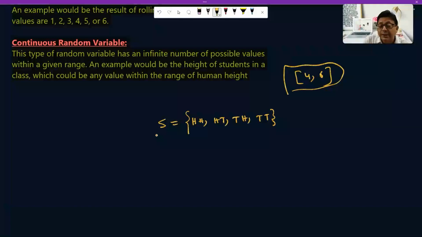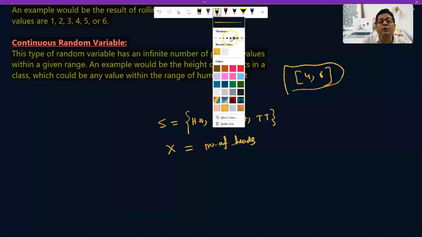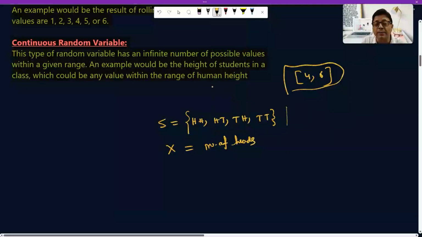To get that random variable, let it be X. X denotes the number of heads. Okay. What I am going to do there, I am not sure that all outcomes will come with equal probability, no? And it is quite obvious, all the outcomes will not come with equal probabilities.